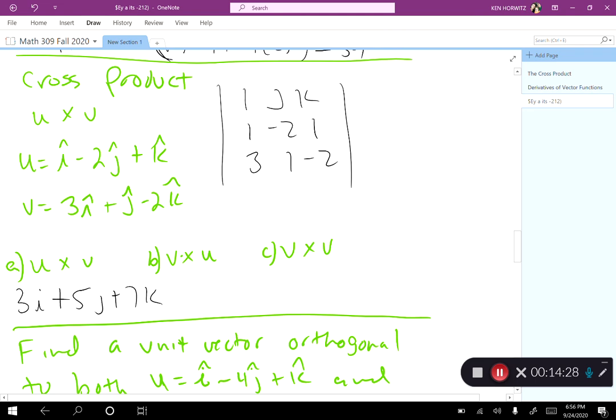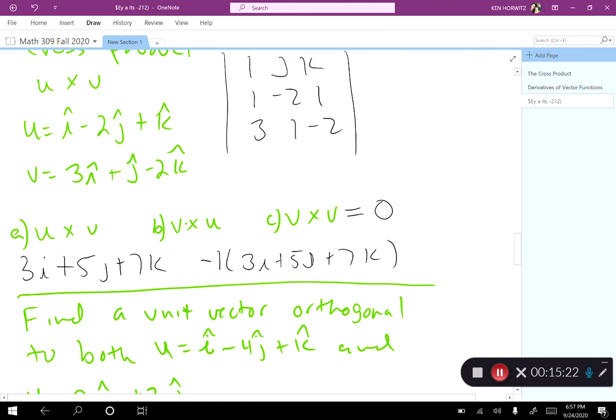Now, the good part about some of the properties of the cross product is you don't necessarily have to do the cross product again. If you've already done U cross V, then V cross U is just going to be negative 1 times 3i plus 5j plus 7k, which basically means you can change all the signs. And if you do V cross V, we don't need to do the cross product. You can do it if you want to, but we know that it is going to equal 0. Now the key with the cross product is that you're finding a vector orthogonal to both vectors. So for example, 3i plus 5j plus 7k is orthogonal to both u and v.